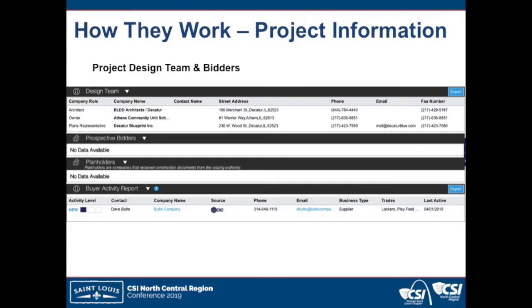Or the owner. The owner's key too for some of your lines, depending on the product line. You might want to have relationships with owners, but it's hard to find out who they are. This is a place that could help you with this. And we use this buyer activity report that tells us who's looking at the job. So it will tell you, oh, this contractor at least viewed the job, right? He's looking at it.